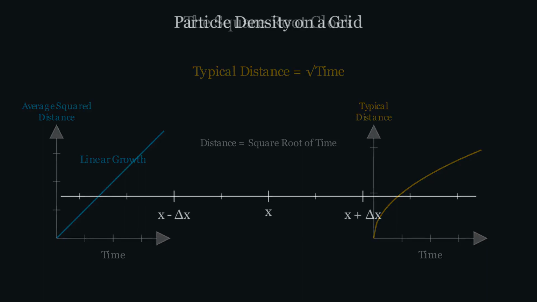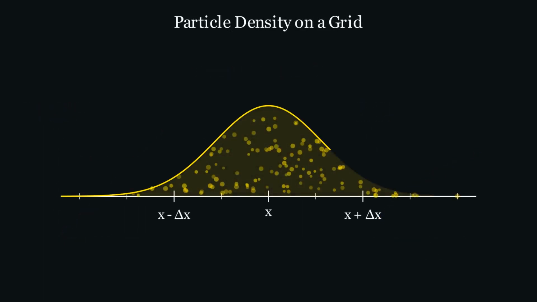Instead of tracking just one particle, let us widen our view to an entire cloud of them scattered along a one-dimensional grid. Imagine measuring the density of particles at position x at time t. To find out how many particles arrive at position x in the very next time step, we do not need to guess where each individual path goes.